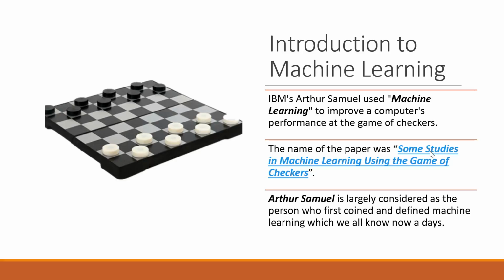Now the main goal of this study is to validate that a computer can be programmed so that it will learn to play a better game of checkers than the person who built the program. Though it wasn't the first article that coined the term machine learning, still Arthur Samuel is largely considered as the person who first coined and described machine learning, which we all know nowadays. So now the question arises: what is machine learning?